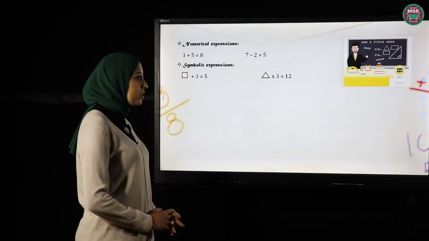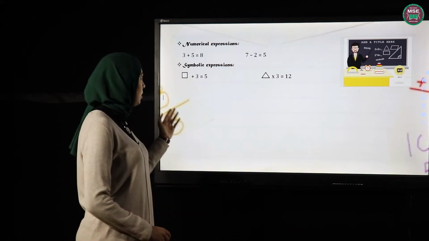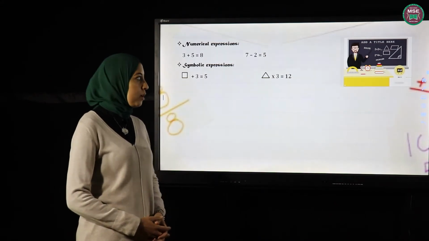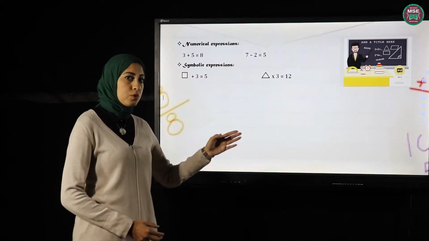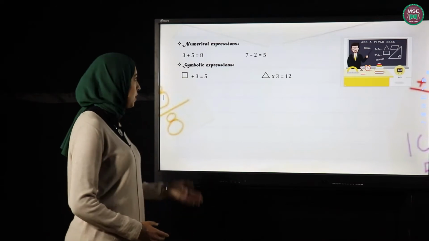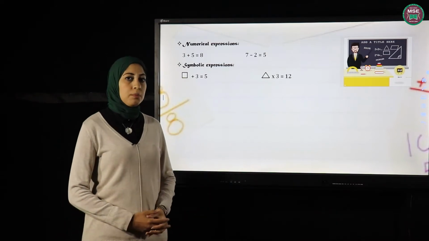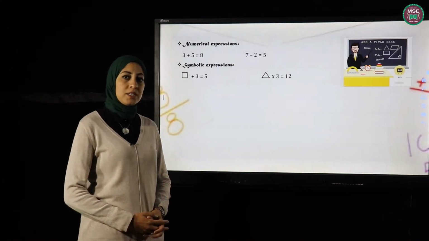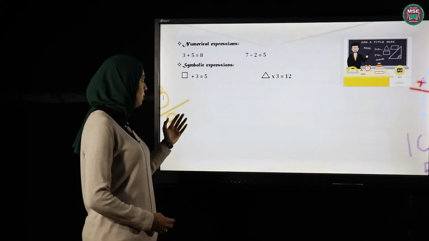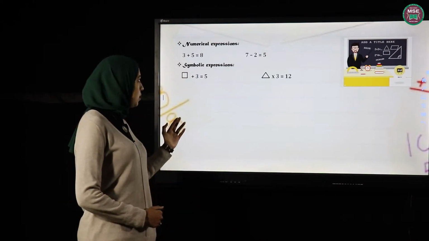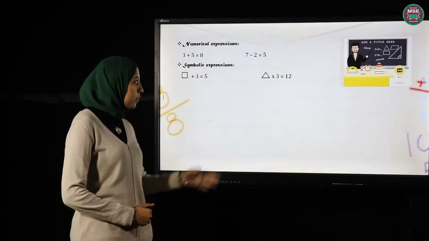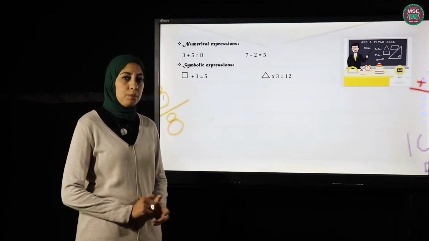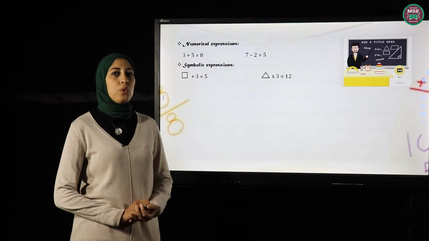All the numbers in it are numbers, like 3 plus 5 equals 8, 7 minus 2 equals 5. This is called numerical because all parts of it are numbers. The second type is called symbolic expression. The symbolic expression is an equation containing a symbol or a letter. Okay, for example, if I have square plus 3 equals 5, triangle plus 3 equals 12. This is symbolic. It means I replaced a number with a symbol or a letter.